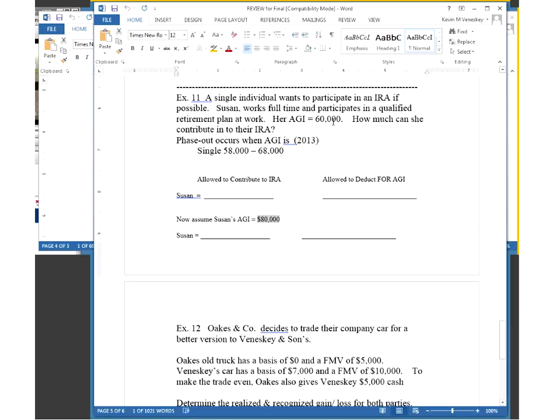Now, assume everything is the same except Susan's AGI is now 80 instead of 60. She's still allowed to contribute $5,500, but to deduct, she's over the limit, so 0. She can't deduct anything for her IRA contribution.